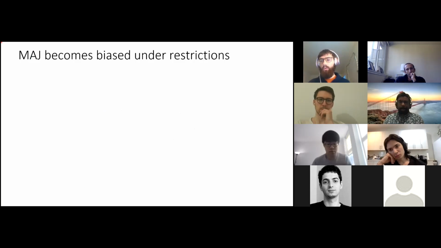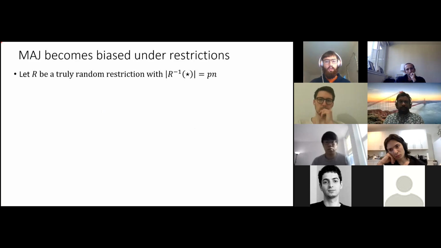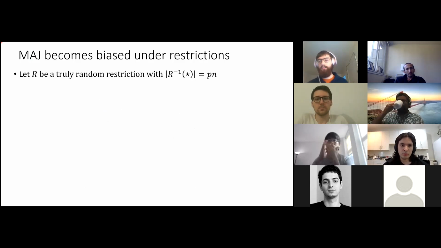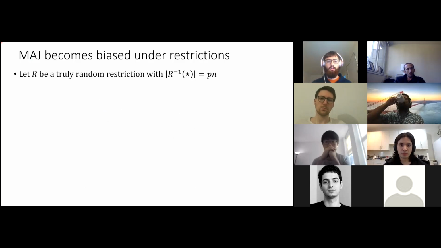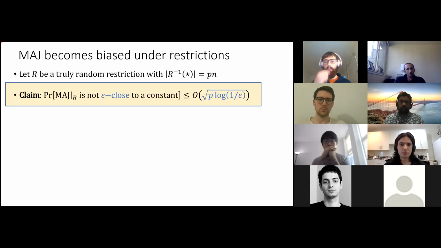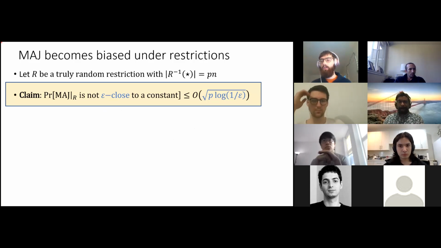Okay, so let's do that quantitatively. Let's do a truly random restriction that leaves pn variables alive, so a p fraction of variables are alive. Then I claim that the restricted majority function will be epsilon close to a constant, except with failure probability square root of p log 1 over epsilon.